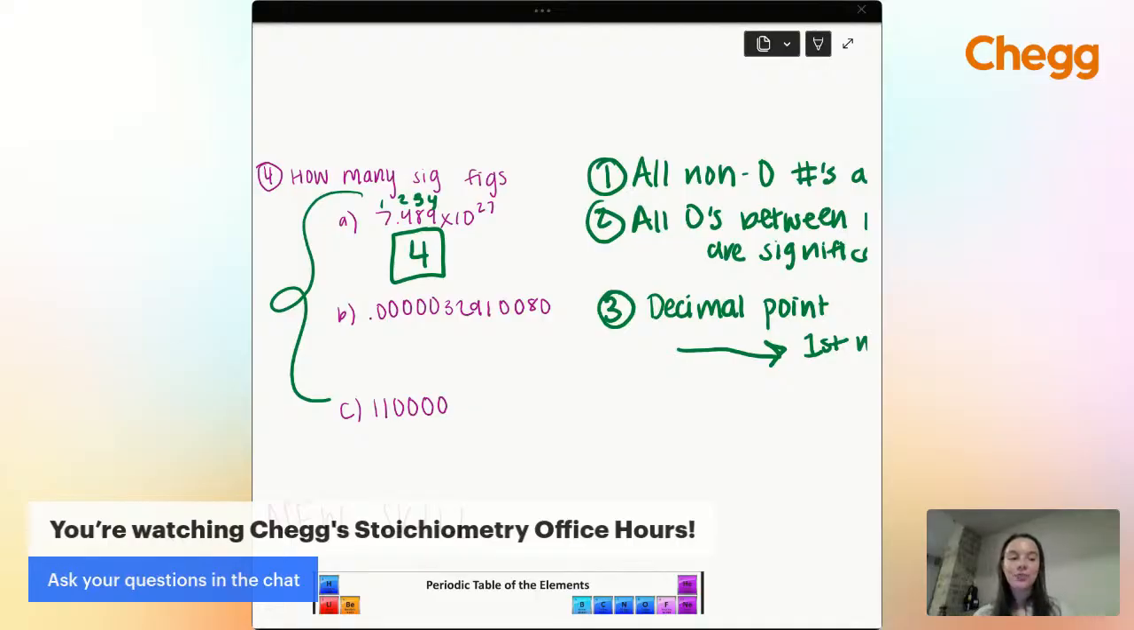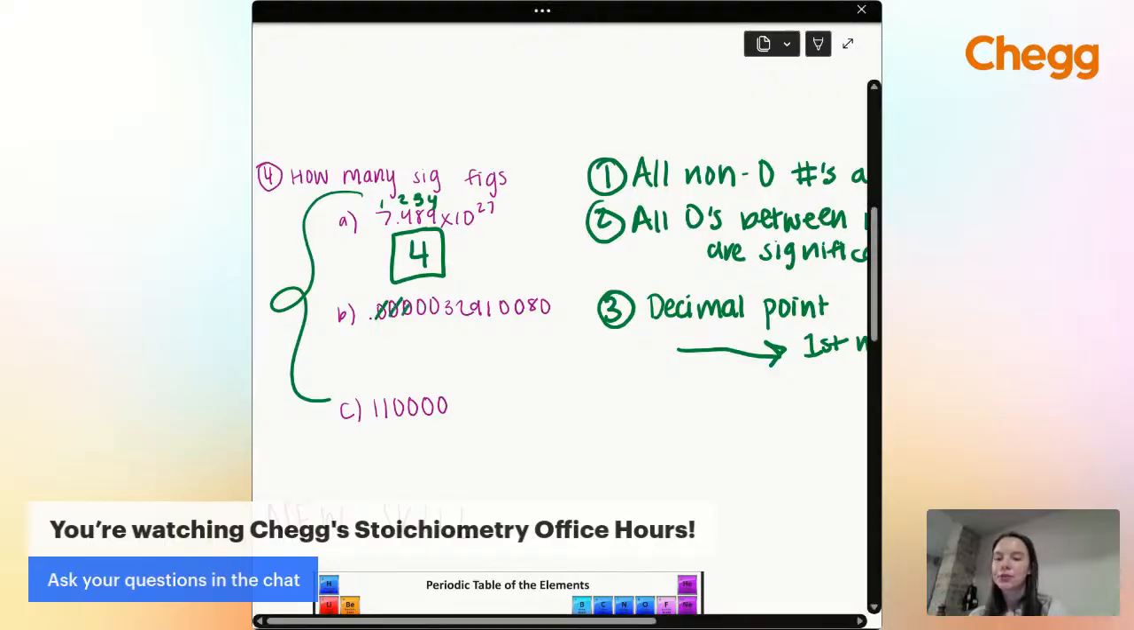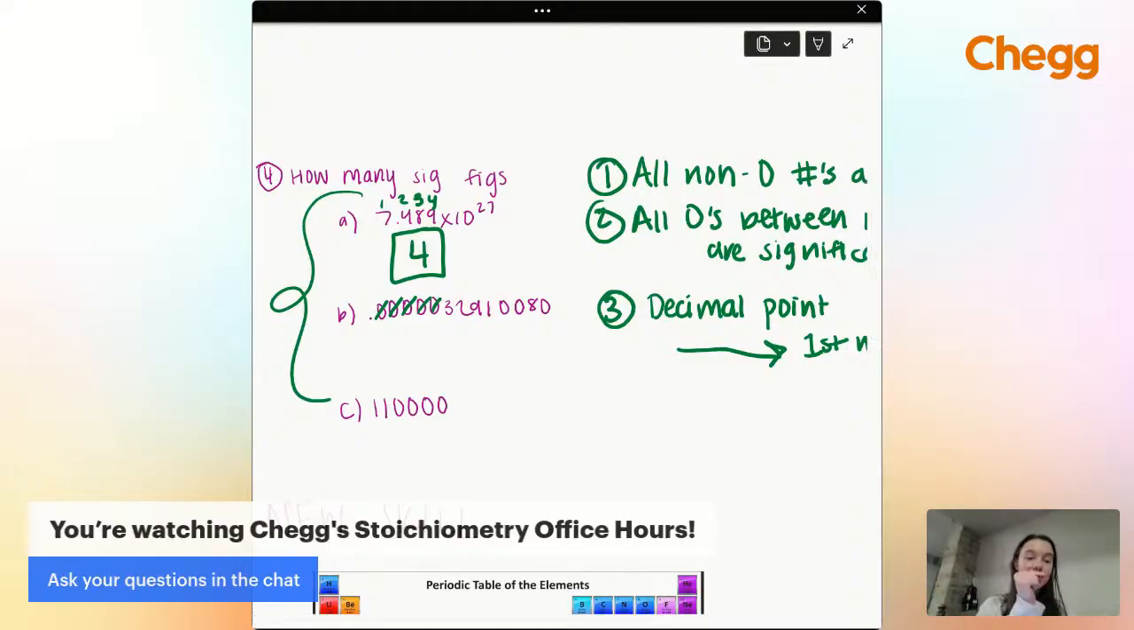All right, so this is how I would solve this problem. I'd start at my decimal point and I'd cross out these zeros because according to my rule, if I'm starting at the decimal point, all of those zeros until I get to the first non-zero number don't matter. Then I have a non-zero number here, here, here, here.